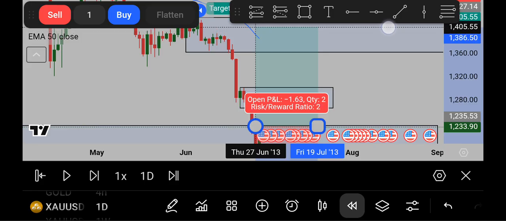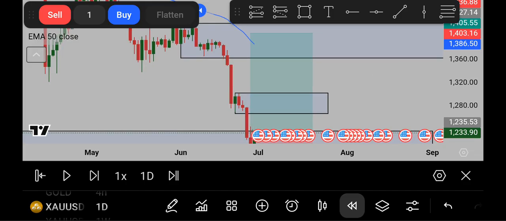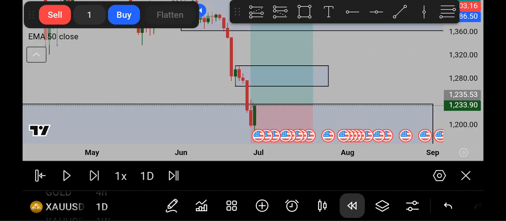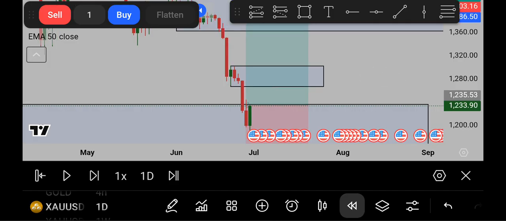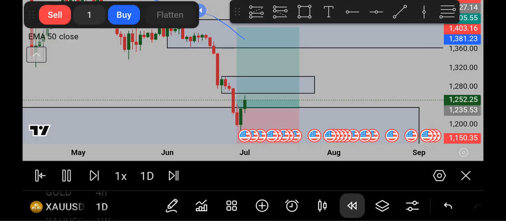So I'm targeting 2R on this trade before I can potentially sell again from there. Now my first target has to be somewhere around here. You see what? So what are we going to be doing? Let's play and see what we get in the next. So what do we see? Okay, you see what do we see?